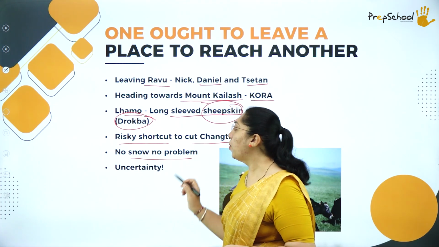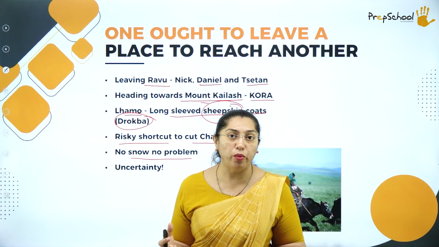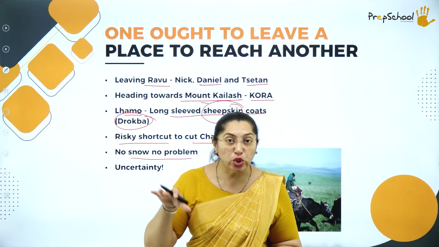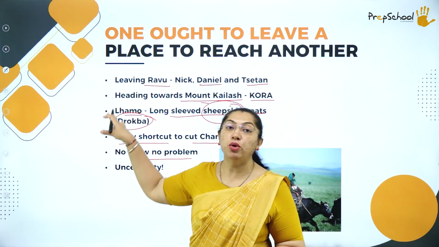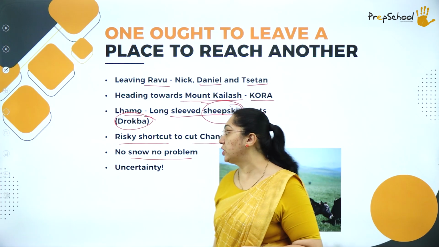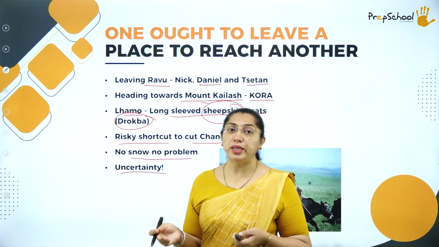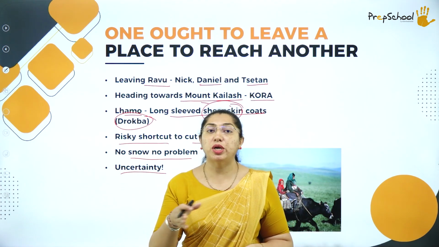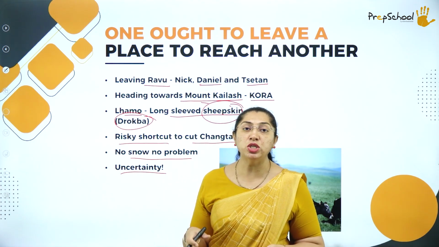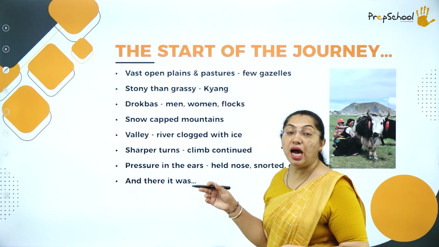No snow, no problem. If there was no snow falling, then it was no problem for them. But if it was snowing, then it was very difficult for them to reach Mount Kailash. And there was uncertainty, so we don't even know whether it's snowing or not. But whatever shortcuts they have taken, it was very risky. So what happens next? The start of the journey.